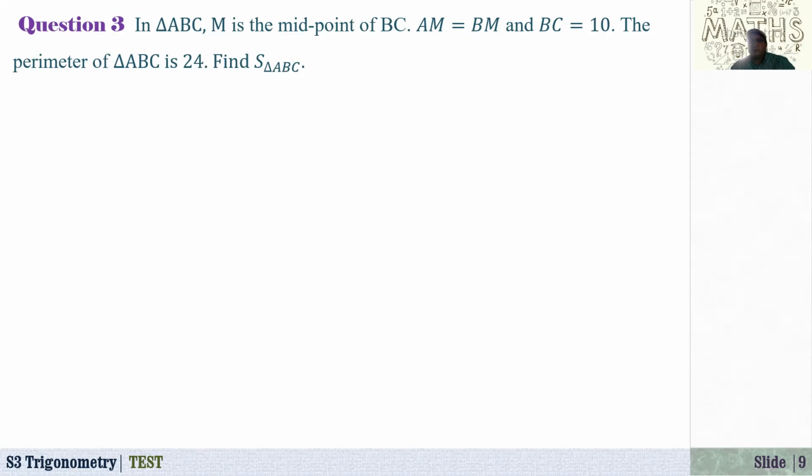Okay, now first let's just draw the picture to visualize this. ABC, M is the midpoint of BC. So let's say this triangle is maybe something like this. Suppose this vertex is B, and this one is A, and this one is C. Vertex B, vertex A, vertex C. M is a midpoint of BC. So that is a midpoint of BC.